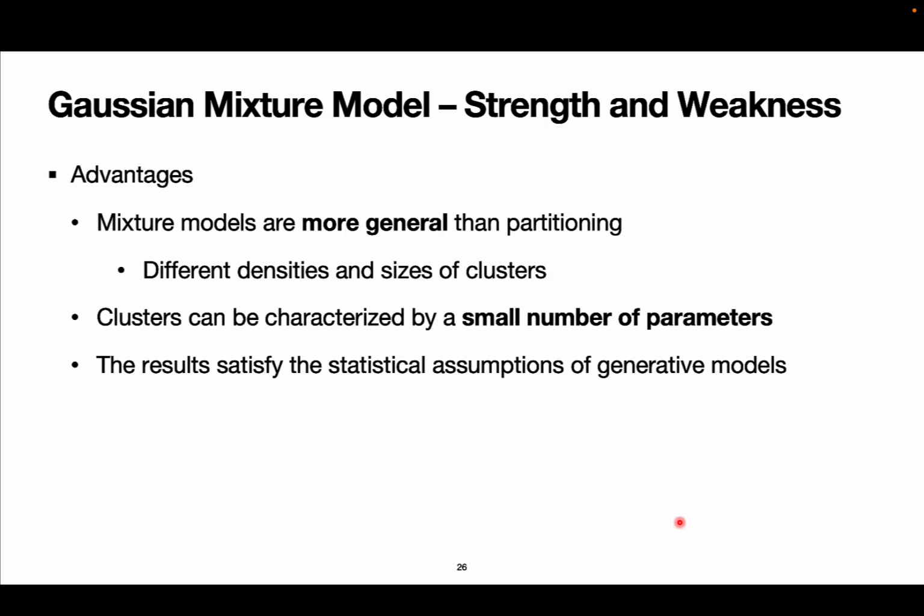Strengths of Gaussian mixture models. First, mixture models are more general than simple partitioning methods like k-means. They can represent clusters with different sizes and densities. Each cluster is described using a small number of parameters: its mean, covariance, and mixing weights. Finally, GMMs are generative models, meaning the fitted results align very well with probabilistic and statistical modeling assumptions.